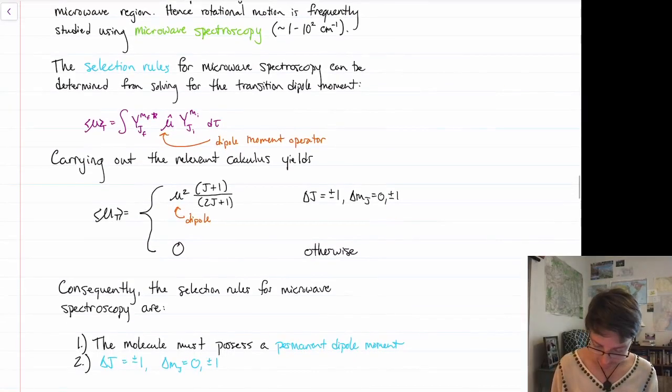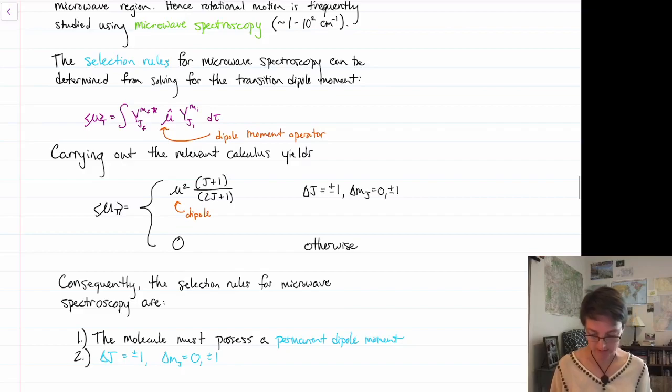And so consequently, the selection rules for microwave spectroscopy are that the molecule must possess a permanent dipole moment. You'll notice that if mu, our dipole moment, is 0, the transition dipole moment is 0 regardless. So that's why we need a permanent dipole moment for this molecule. And then similarly, our transition states have to either go up or go down by one in the quantum number J, otherwise the transition dipole moment is 0, and that would correspond to a forbidden transition.